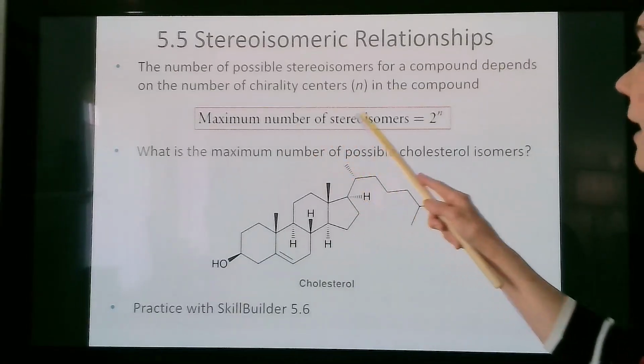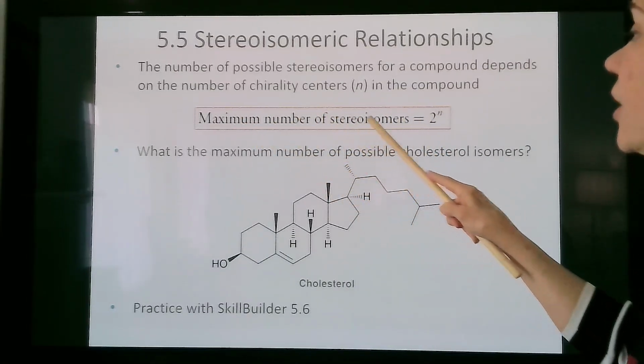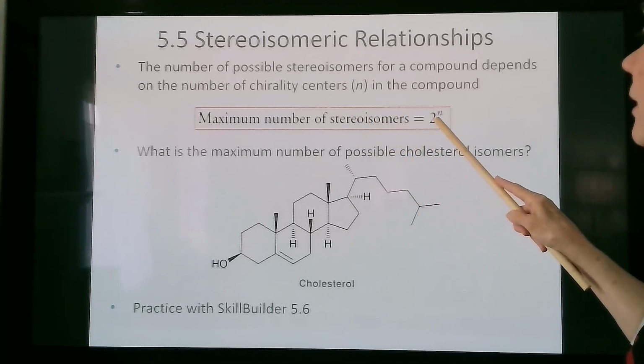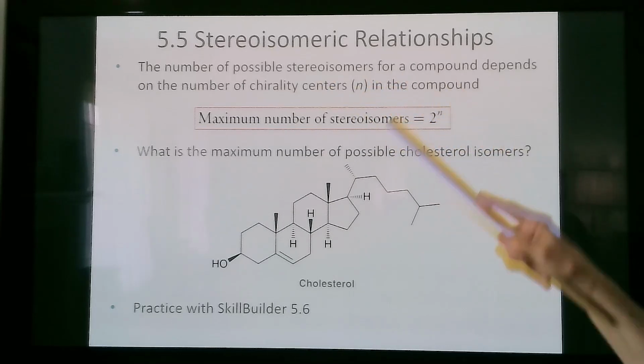So here is that equation. The maximum number, maximum is a key, of stereoisomers is given by the equation 2 to the nth power, where n is the number of chiral centers in the compound.